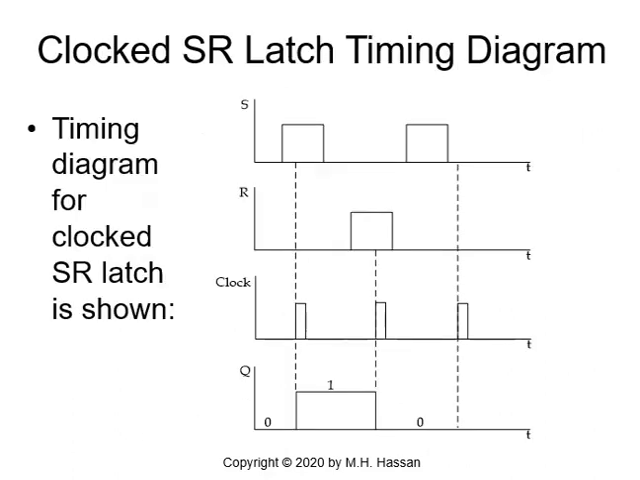The timing diagram, again, with the clock pulse, has to be available for S and R to get through. So at the clock pulse, we will look at the state of S and R. S is 1 and R is 0. The output will set to 1. Initially, the output was 0. It will set to 1.